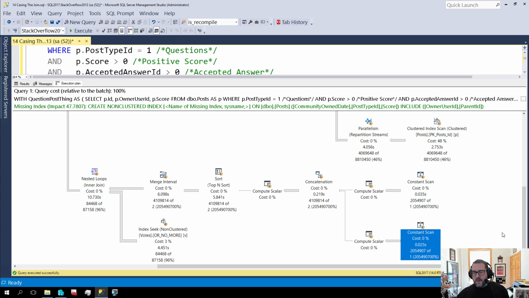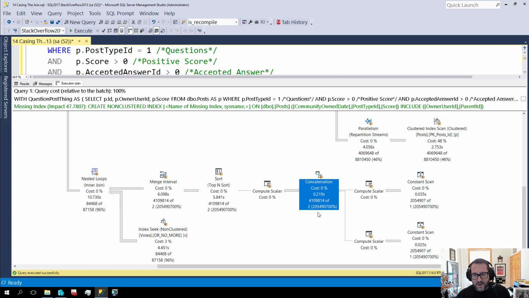So that happens. We get a constant scan here, and SQL Server says, well, I can turn that into fewer rows. I can take that 2 million rows, 205.4907, that's about 2,500,000, and I bet I can squish that down into less, but we never actually do. We concatenate that, and we continue to make a poor guess. So 4.1 million out of 2.